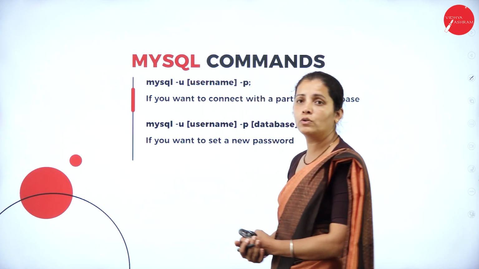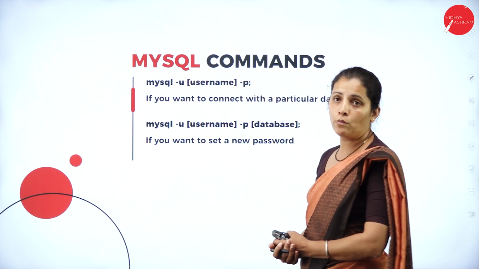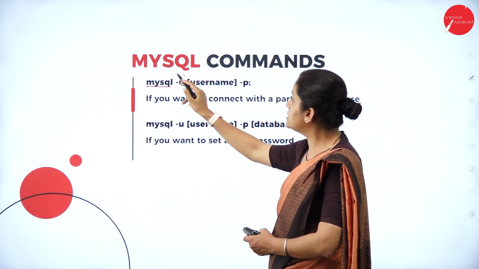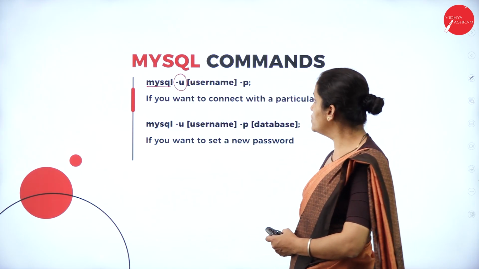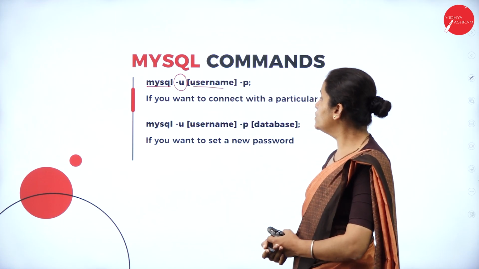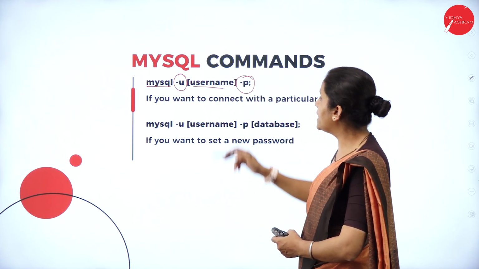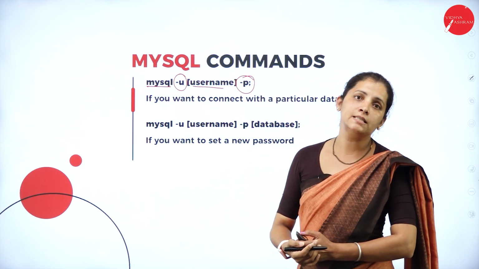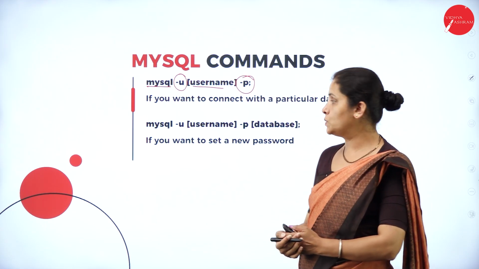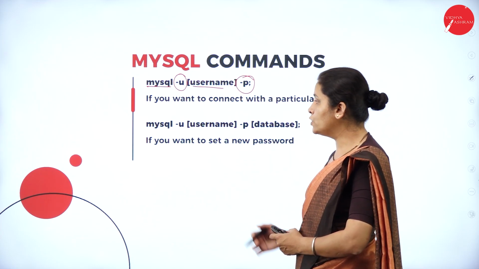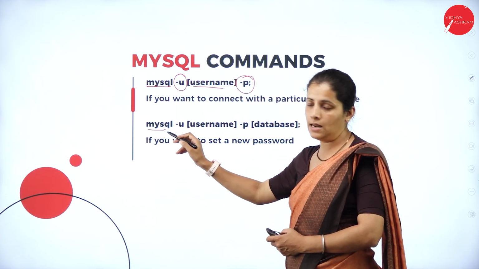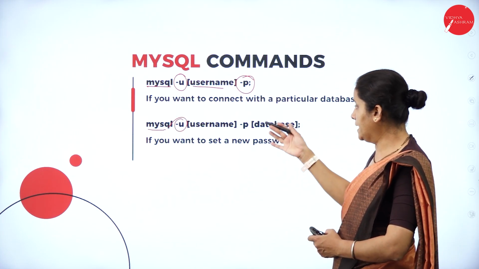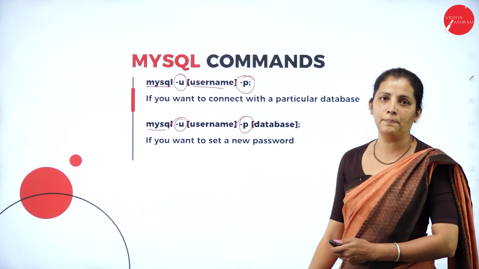Suppose I want to connect, what's the command I want to follow? That is nothing but mysql. Here -u stands for username, and you have to specify the username. And what about -p? So -p stands for what? It is password. Suppose I want to set a new password: mysql -u username -p to set the new password.